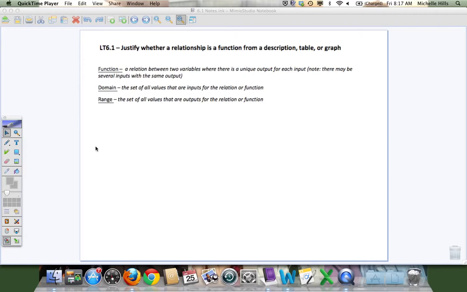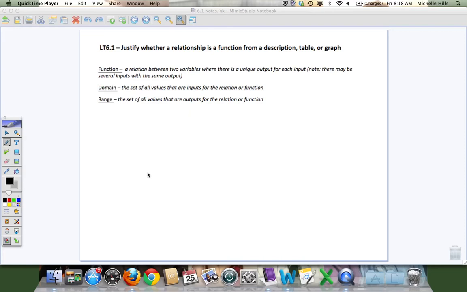Now, anything that you can assign an ordered pair to is a relation. So as long as I can assign an ordered pair to something that's going on, it's a relation. But not every relation is a function. A function is a relationship between two variables where there's a unique, which means one and only one, output for each input. Now, that doesn't mean that there can't be several inputs with the same output, and we'll get into that in a little bit.